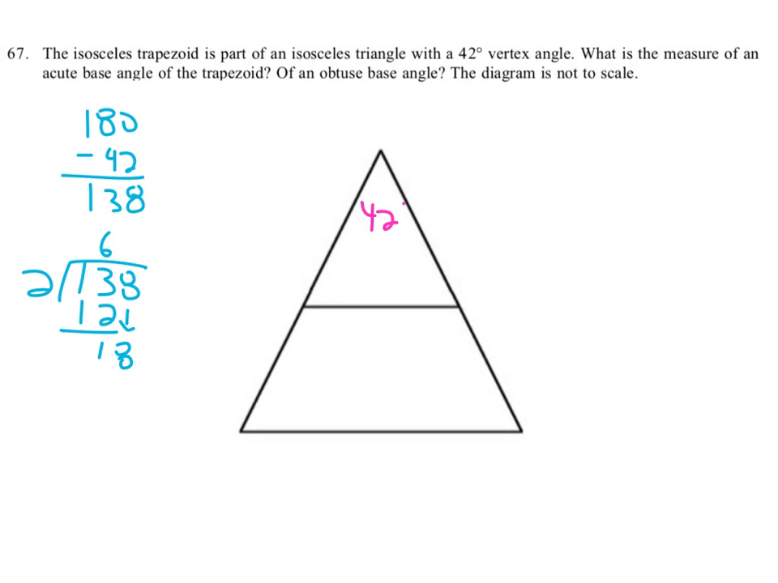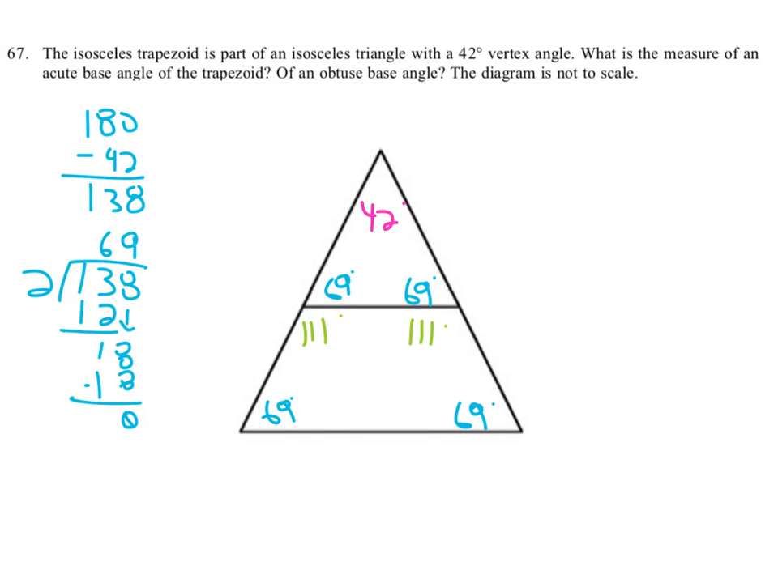Oops, sorry, that's an 8. It goes in 9 times. And so these are each 69 degrees, there and there, which makes these 69 degrees as well. Okay? And notice that here we have linear pairs. So 69 degrees plus 111 degrees will give us 180 degrees in that linear pair.